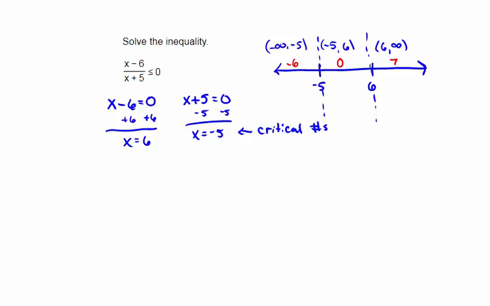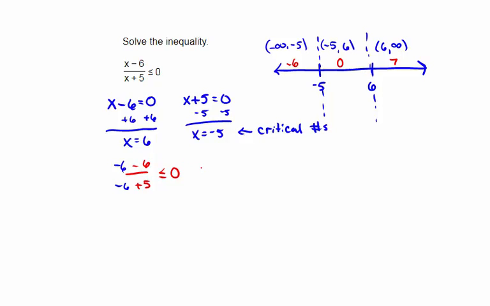Now, we're going to take those 3 test values and plug them back into our original problem. So I'm going to go back to x minus 6 over x plus 5 less than or equal to 0, and we're going to plug those numbers in. So starting with the negative 6, in place of this x, and in place of this x, I'm going to put a negative 6. And let's look at what we get.